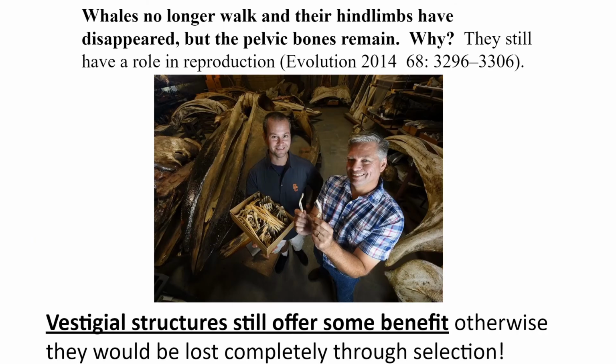One important thing to note is that calling a trait vestigial does not mean that the trait no longer serves a function. It just no longer serves the function that it did in the ancestor that it developed inside of. For example, whales have pelvic bones and they don't walk, but the pelvic bones still serve a function for reproduction. If you're interested in how science discovered this, you can look at this article where the scientists explain the function of the pelvic bone outside of being able to walk.